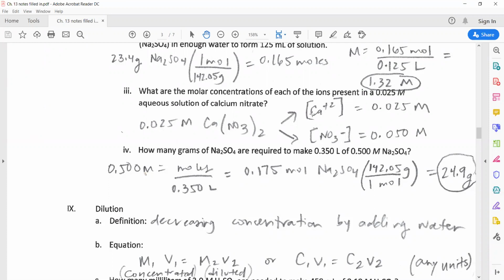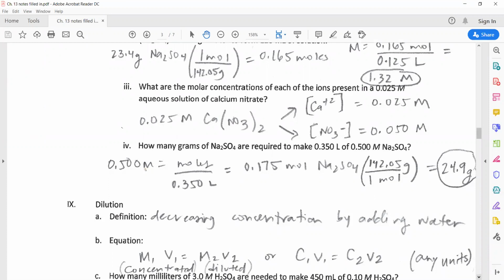While I'm here, these brackets are a way of representing concentration. Generally, molarity is what we're going to be working with. So if you see brackets around an ion or a compound, that's just indicating that we're talking molarity and concentration.